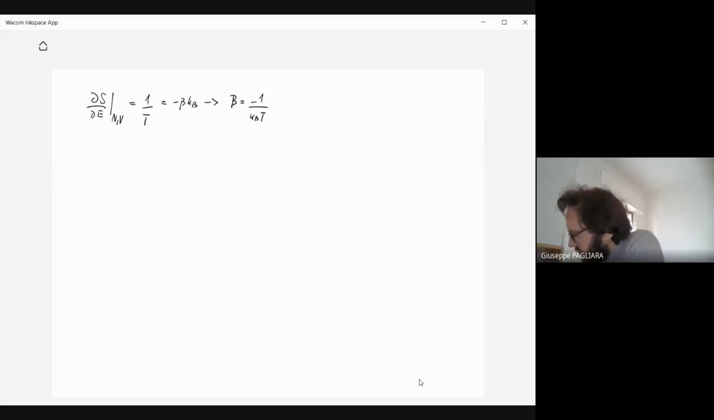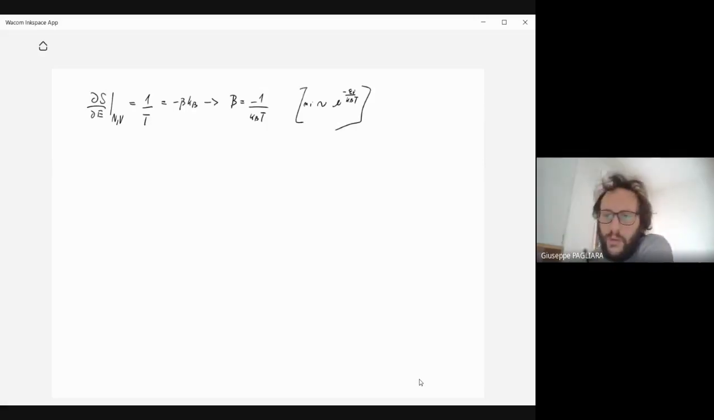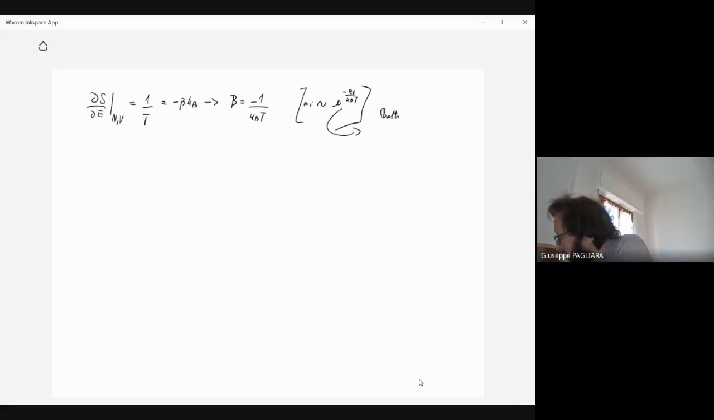Therefore, Ni is proportional, apart from the constant alpha, which is a normalization constant, to e to the minus epsilon i divided by kBT, which is something that you probably have already seen many times. This is the Boltzmann factor.